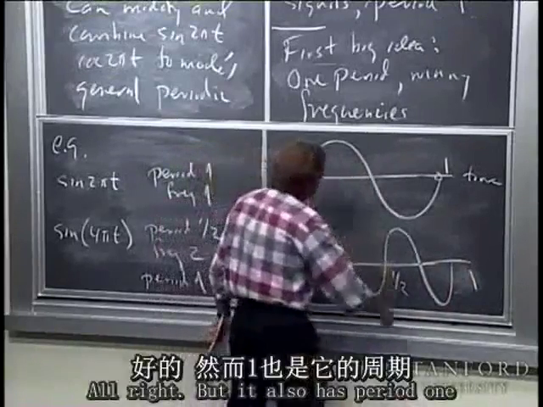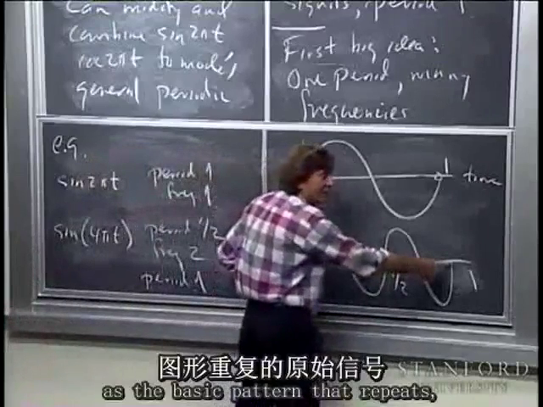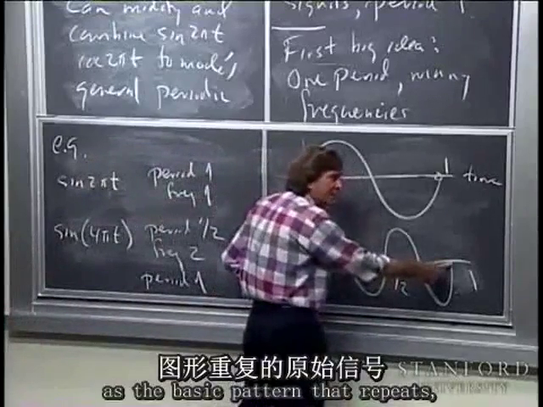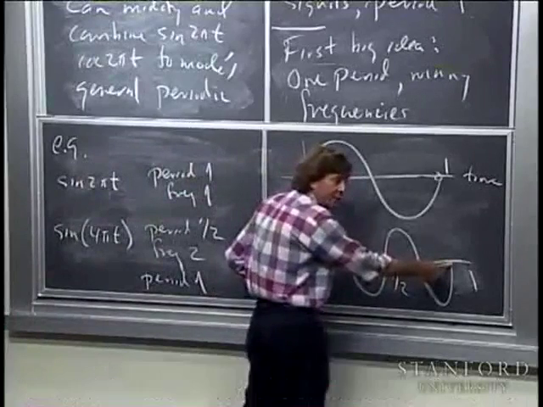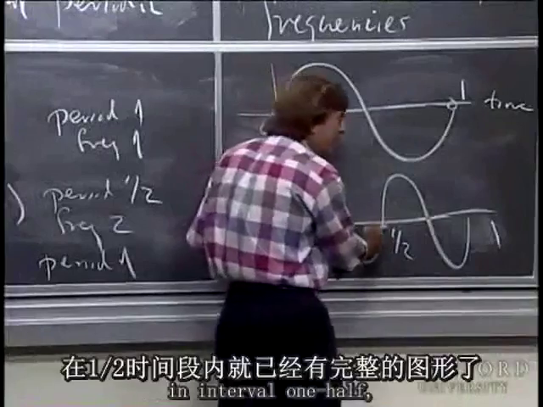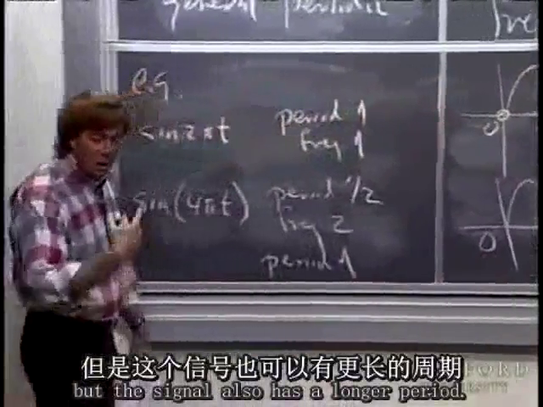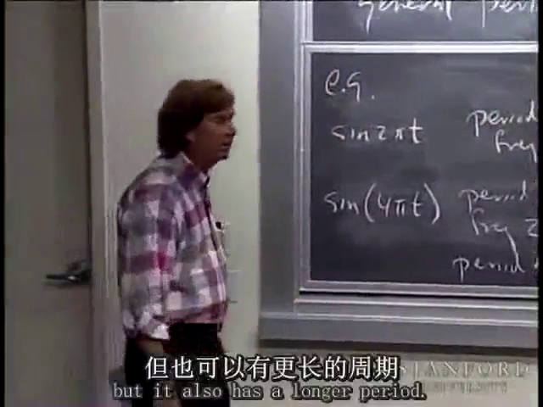All right? But it also has period 1, because if you consider this as the basic pattern that repeats, it also repeats on an interval of length 1. Okay, it's true that it repeats on an interval of length 1/2, that the signal is already contained in an interval of 1/2, but the signal also has a longer period. All right, has a shorter period, but also has a longer period.